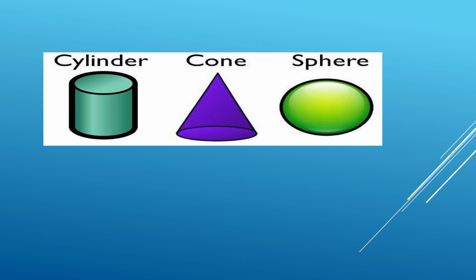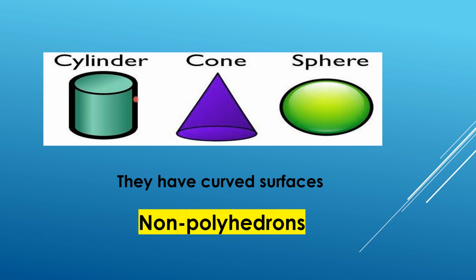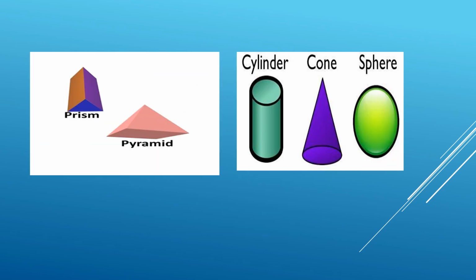Now have a look at these shapes: cylinder, cone, and sphere. I think we know all these 3D shapes. They are three-dimensional figures. They have bases, but there is something different about them. Can you see what's different about them? Very good, they have curves. They have curved surfaces. So they are not polyhedrons. They are non-polyhedrons because they have curved surfaces.